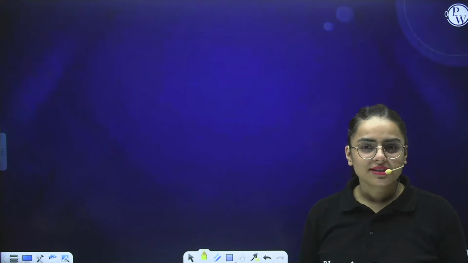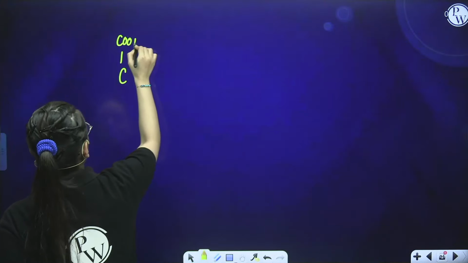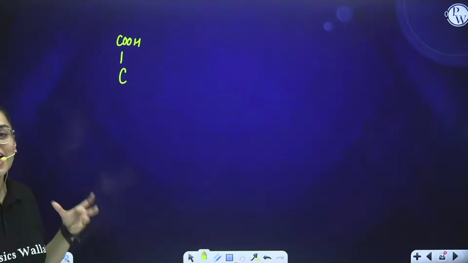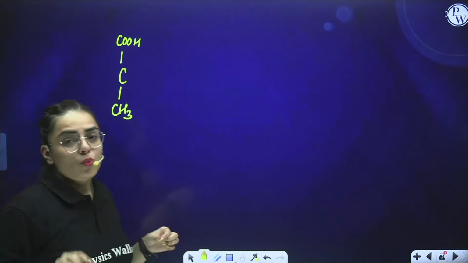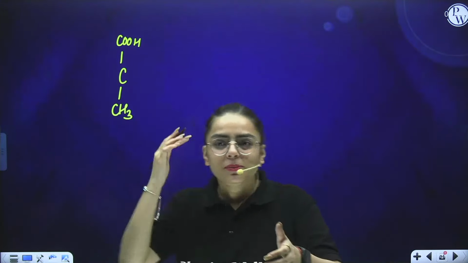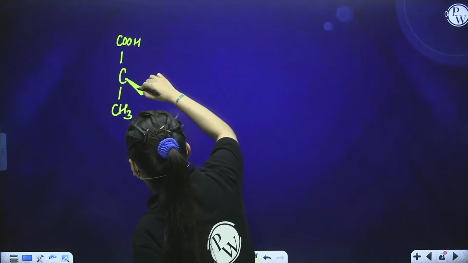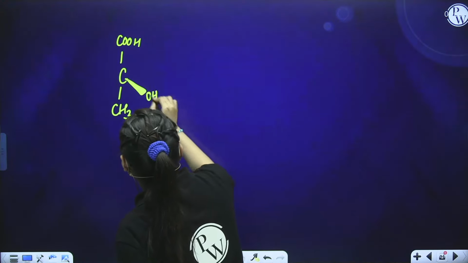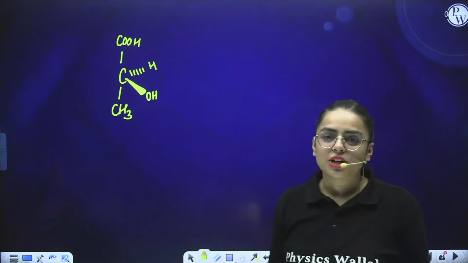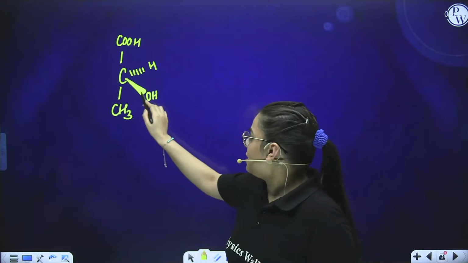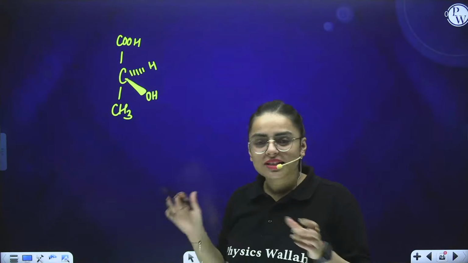So now let us take an example. If I say carbon has one COOH group over here and CH3 group below. Now these 2 are in plane. One will be towards the observer, another will be away from the observer. So if I say here OH is present towards the observer and hydrogen is present away from the observer, this is wedge dash projection formula. This is wedge and this is dash. So wedge bond and dash bond is the wedge dash projection formula.